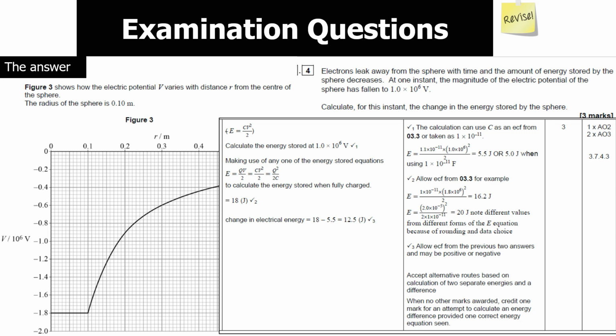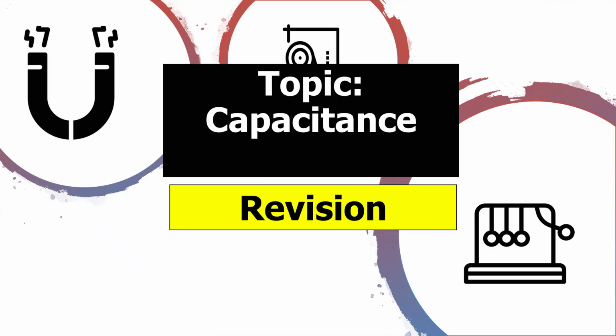So then what we can do is then work out the energy stored when it's fully charged. Again, you can see on the graph when it's going to be fully charged. So at that point, you can work out that value there. You find the difference between the two, so it's 18 minus 5.5 to get 12.5 joules. Let's now have a look at some questions regarding capacitance.